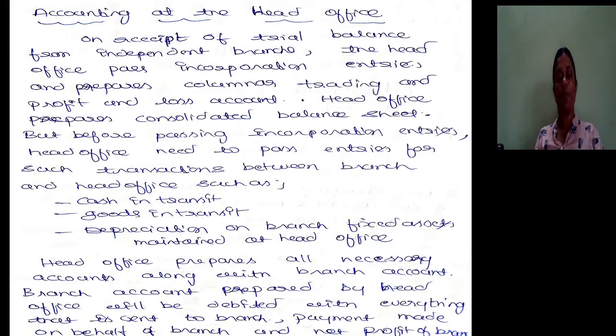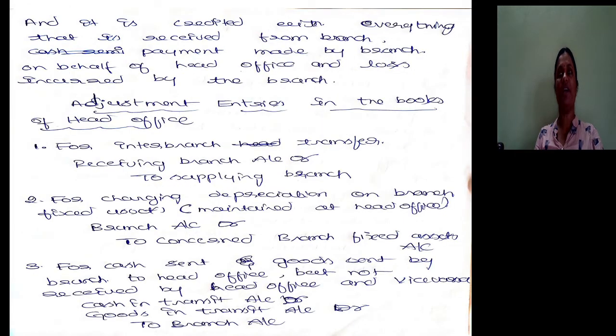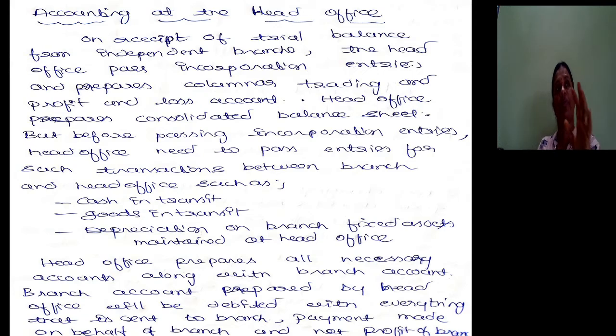So head office prepares a full set of accounts along with the branch account. The branch account prepared by head office will be debited with everything that was sent to the branch, payment made on behalf of the branch and net profit of the branch, and it is credited with everything that is received from the branch, payment made by the branch on behalf of head office and loss incurred by the branch. On receipt of the trial balance from independent branches, head office incorporates the trial balance by passing an incorporating journal entry.